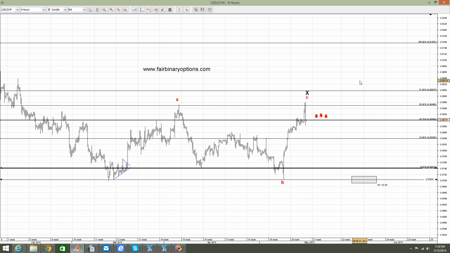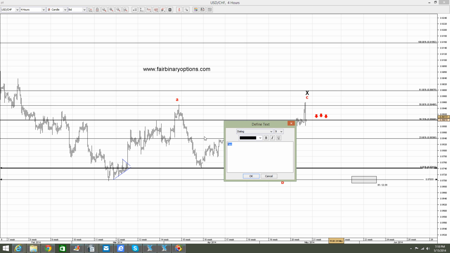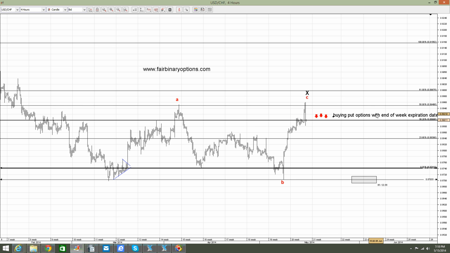and I would like to buy the put options here at this level with end of week expiration date, trying to avoid a bit of volatility to come in the days to come. So buying put options with end of week expiration date is, let's say, the thing that I'm interested in, and is what I'm looking for in the US dollar Swiss franc at this very moment of time.